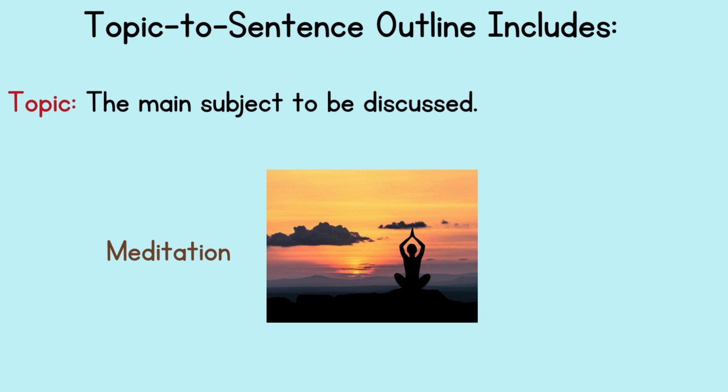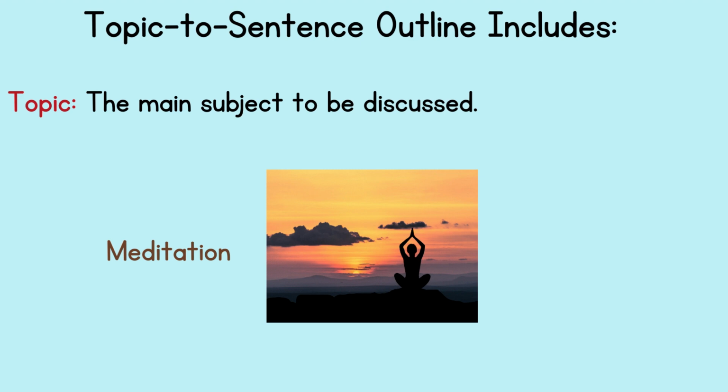So now we're moving on to the meat of the matter, the topic to sentence outline. So what does that include? And we'll go through it step by step. So the topic is the main subject to be discussed. As I said earlier, the example that I gave was the alpha dog personality, right? That was the main topic.